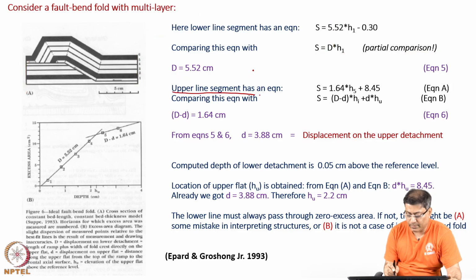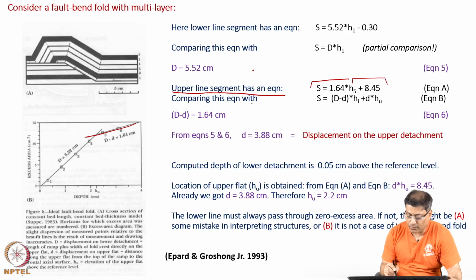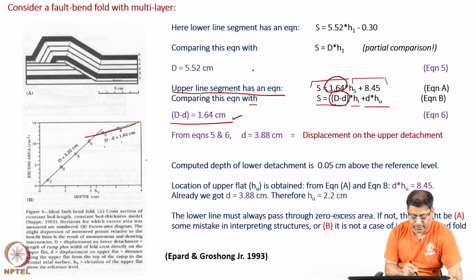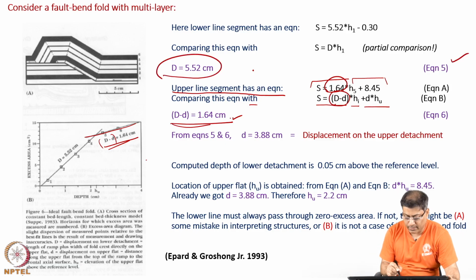Now, the upper line segment has an equation for this line, S is equal to 1.64 H5 plus 8.45. And if I compare this with the standard equation, S is equal to D minus d multiplied by H1 plus dHU, by comparison I can say D minus d is equal to 1.64 centimeter from this diagram, and that is stated here, D minus d equal to 1.64 centimeter. Now, from equation 5 and equation 6, we can find out small d is equal to 3.88 centimeter.